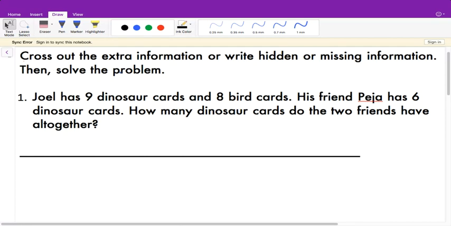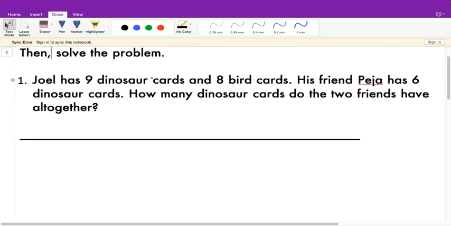First, we need to read the directions before we start solving problems so we know all of the steps we need to complete. The directions for this homework say, cross out the extra information or write hidden or missing information. Then solve the problem. Okay, so when I'm looking at these problems, I know that there will either be something extra that I don't need, or there's going to be something that is missing that maybe I need to add to the word problem in order to solve it.